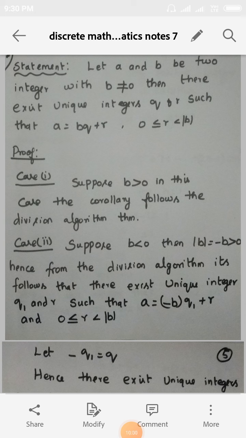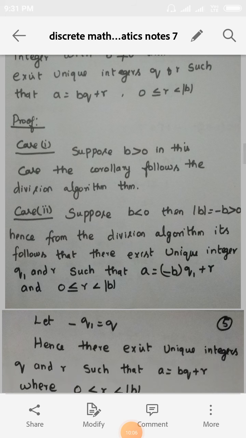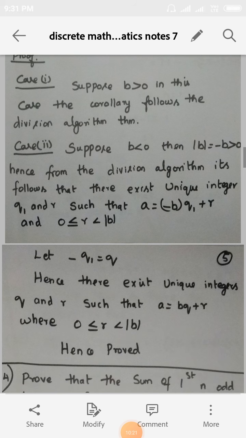But here in case 2, what is the case condition? B is less than 0. In this case, there exist unique integers q1 and r that satisfy the condition. What is the condition? A is equal to minus b, modulus of b is equal to minus b. So in place of b, we substitute minus b into q1 plus r. That is nothing but minus q1 is equal to q. Therefore there exist unique integers q and r such that a is equal to bq plus r, where 0 is less than or equal to r, less than modulus of b.